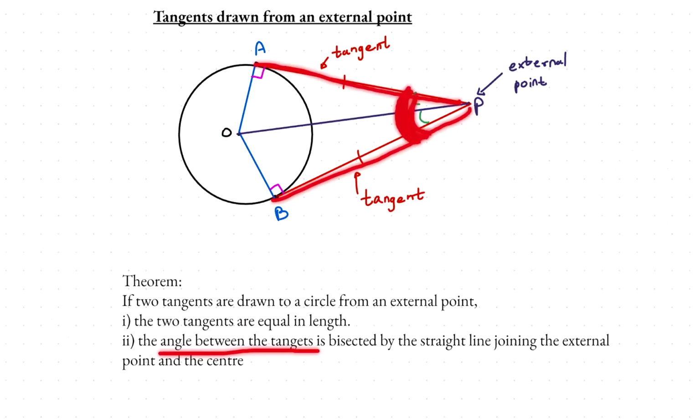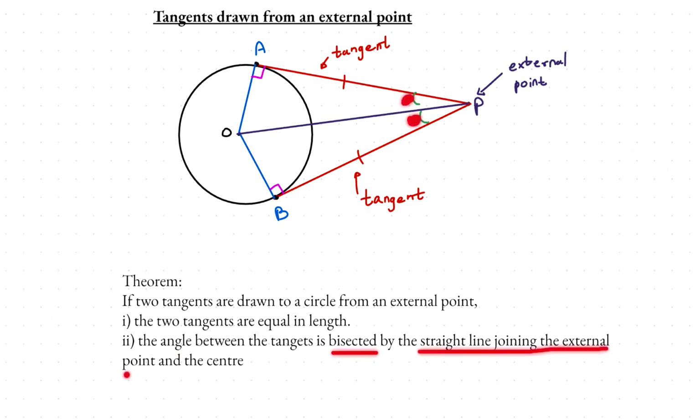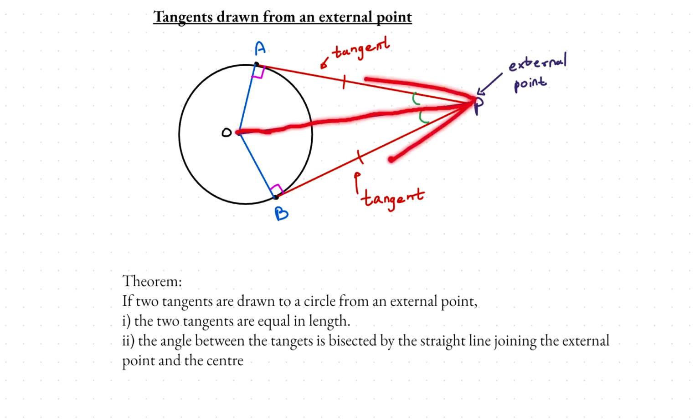APB angle is bisected, divided equally into two parts, by the straight line joining the external point and the center. That means the angle APB is divided exactly into two equal parts by this line. This is the line that joins the external point and the center. So this line bisects this big angle into two equal parts. Did you get it, Manisha? Or do you want me to explain again? Okay, all right. Then there's another part.